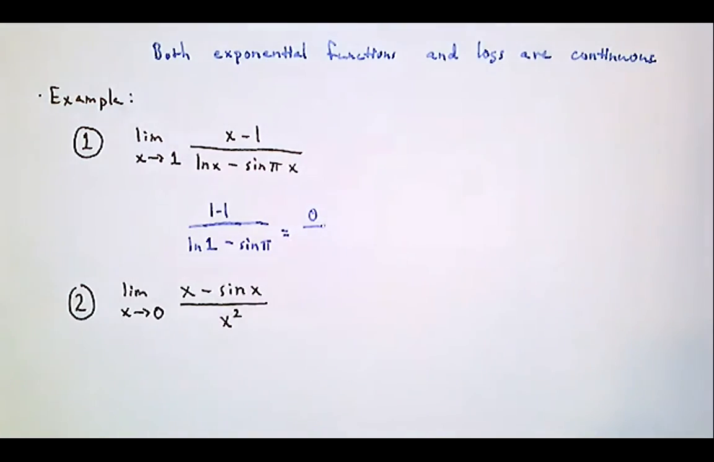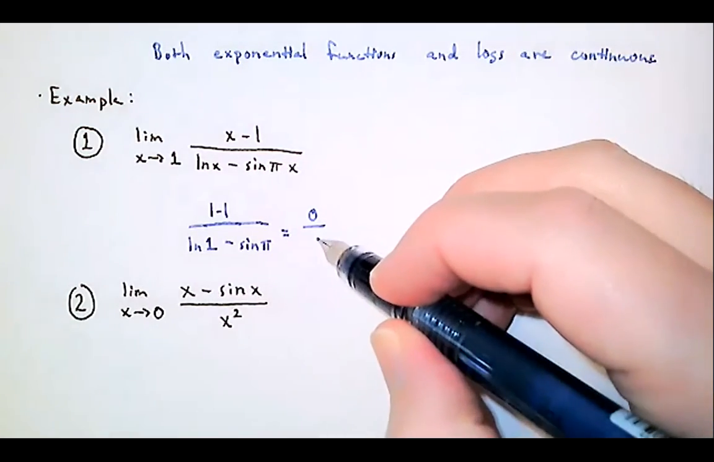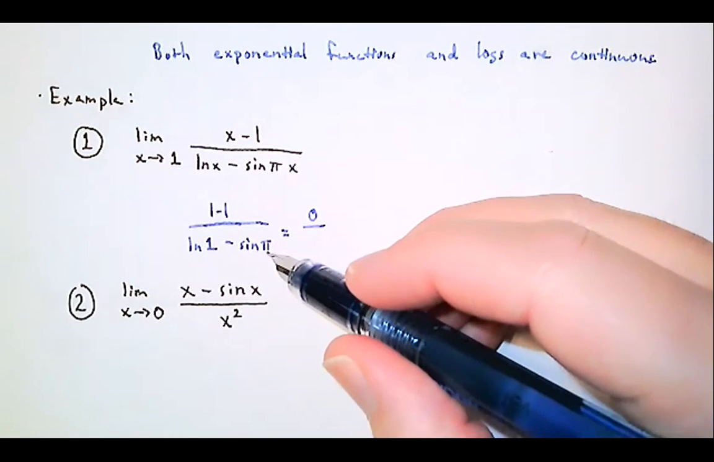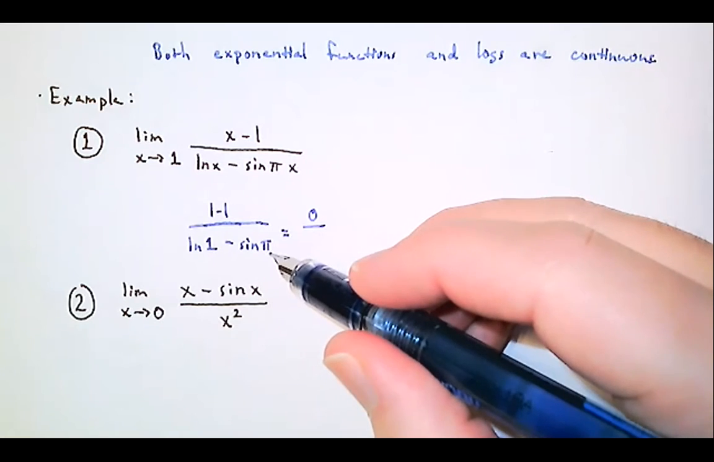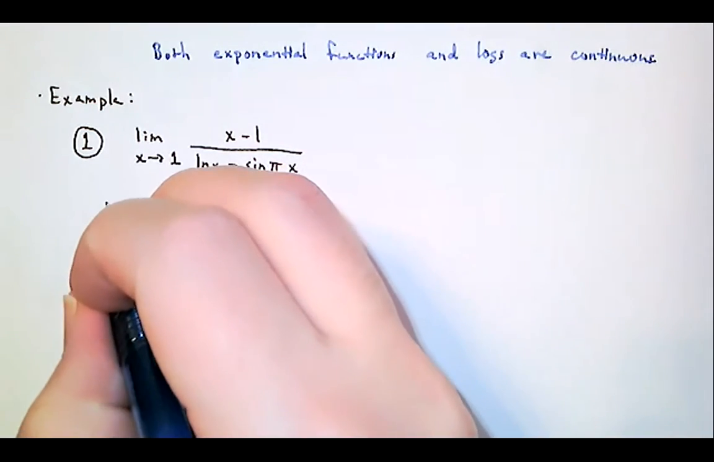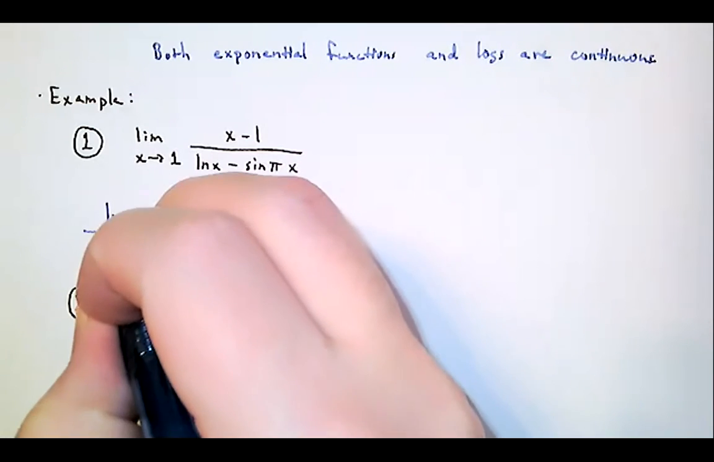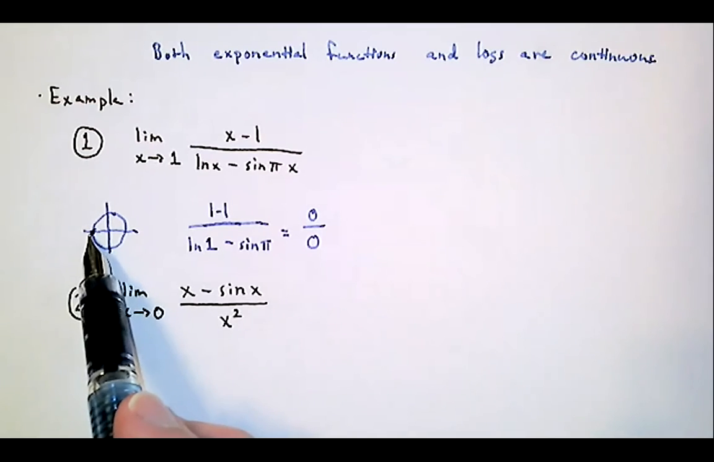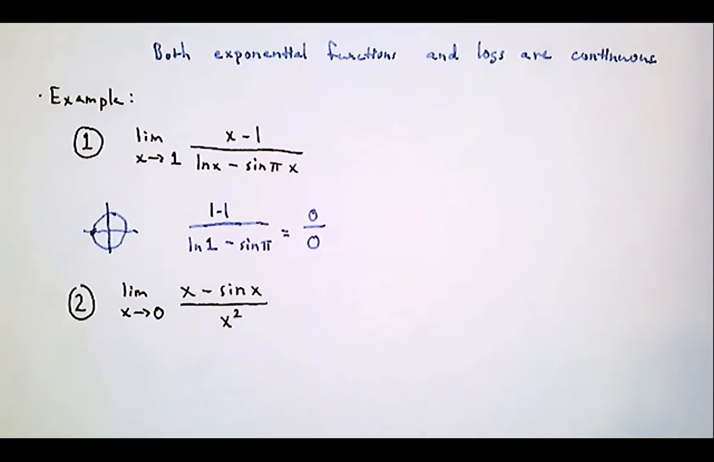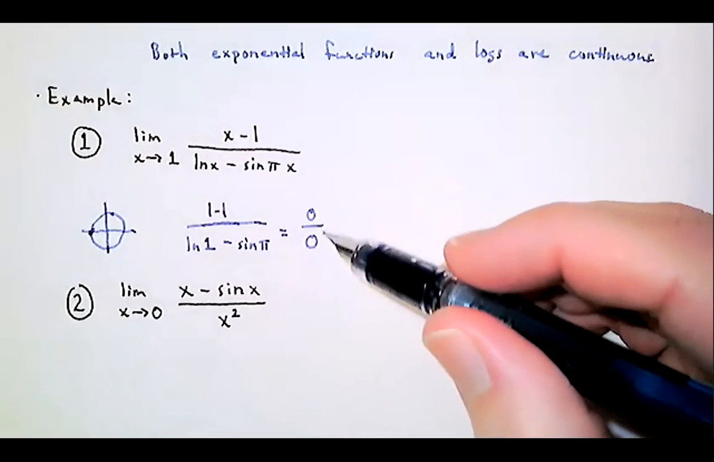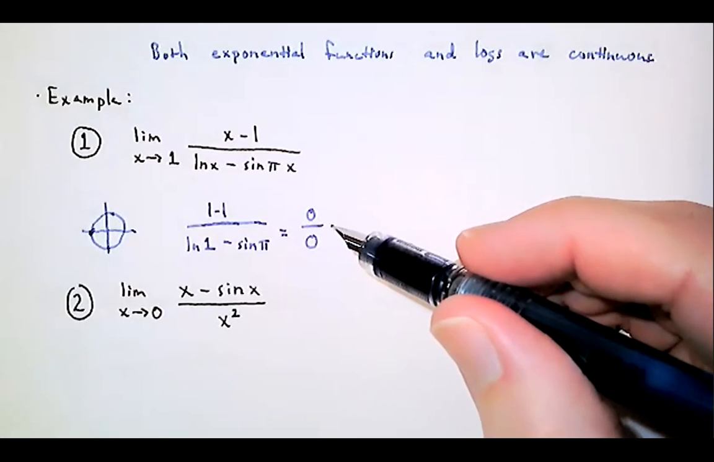What is sine of pi? No, it's 0, right? So think back to the unit circle. If you're ever in doubt, pi is over here on the left, and we're looking for the vertical coordinate since we have a sine. So that one's a 0. So this limit is a 0 over 0 indeterminate form.